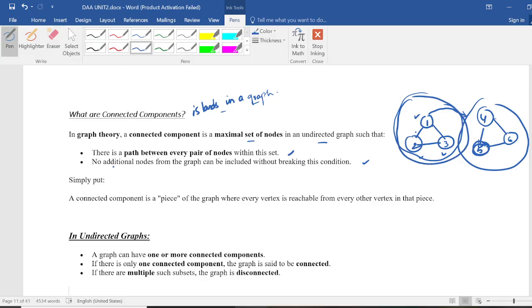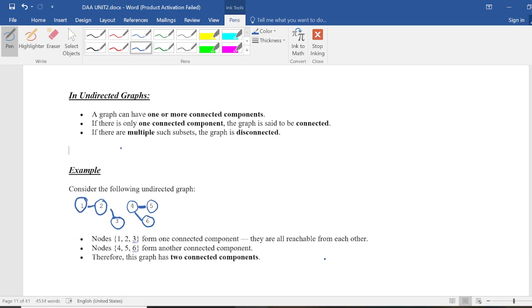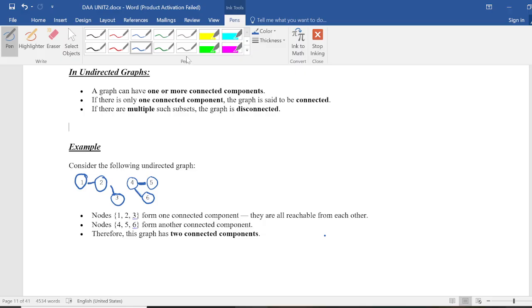Going forward, what is an undirected graph? A graph can have one or more connected components. If there is only one connected component, the graph is said to be connected. If there are multiple such subsets, the graph is disconnected.